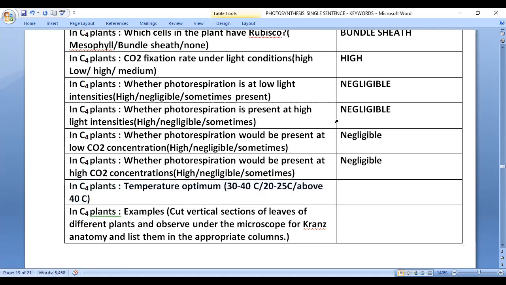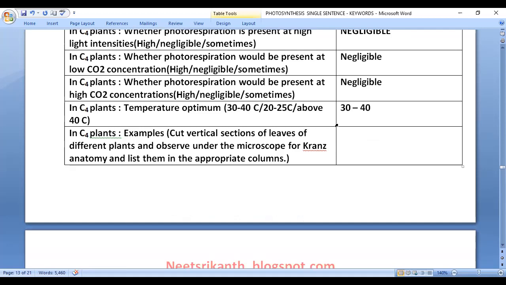Temperature optimum in C4 plants is 30 to 40 degrees. To identify C4 plants, cut vertical sections of the leaves of different plants and observe under the microscope for Kranz anatomy, and list them in the appropriate column. Those which have Kranz anatomy are C4 plants: maize, sugarcane, and sorghum.